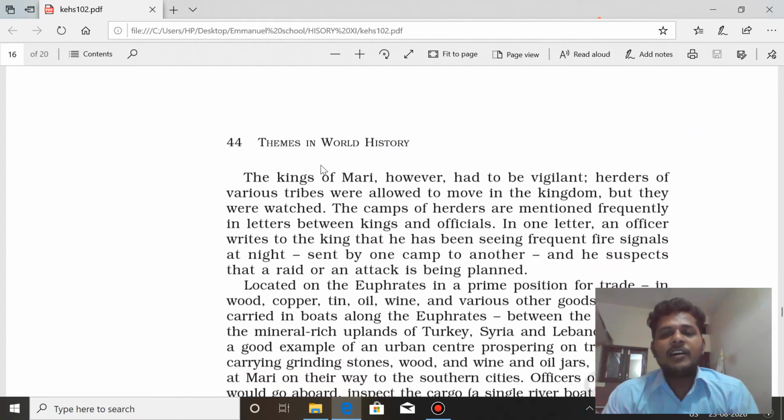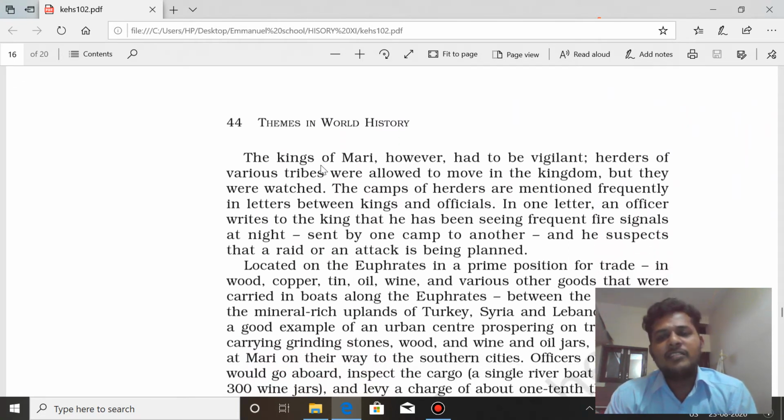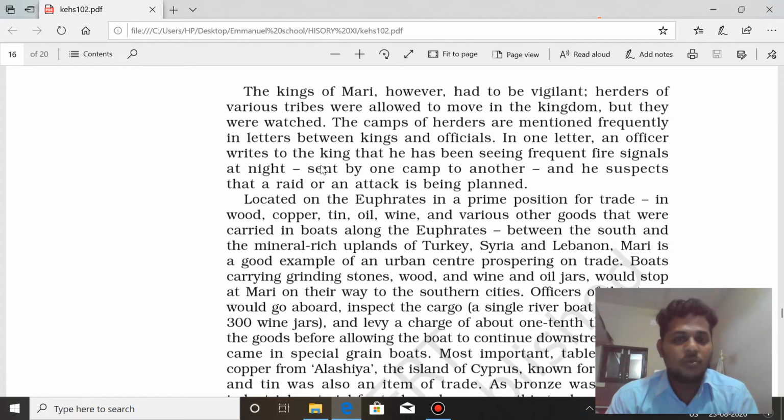And we have the kings of Mari. However, they had to be very vigilant. We had a lot of kings like Akkadians, Amorites. They had to be very vigilant. Herders of various tribes were allowed to move in the kingdom, but they were watched.